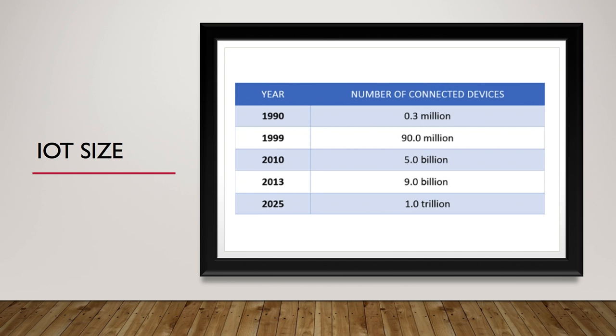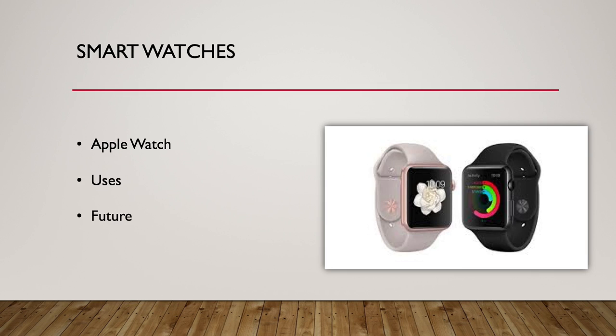I'm going to give you a few examples of my favorite devices that use Internet of Things. My personal favorite right now is the smartwatch. I like the Apple Watch. Other companies that have created smartwatches are Fitbit, Google, Microsoft, and many more. The Apple Watch was first released in 2015. Since then, there have been 4 new models that have been released.